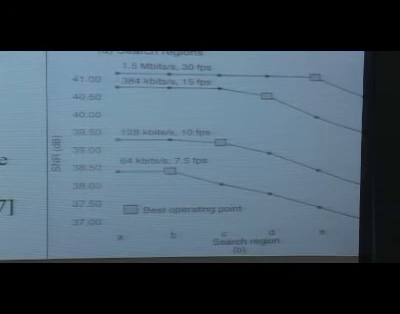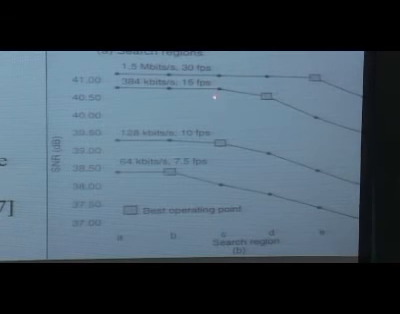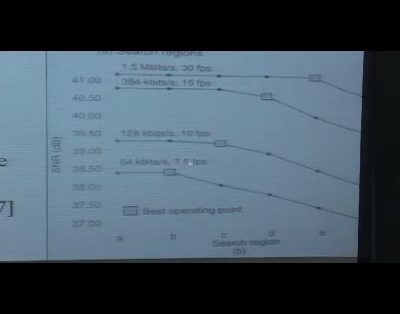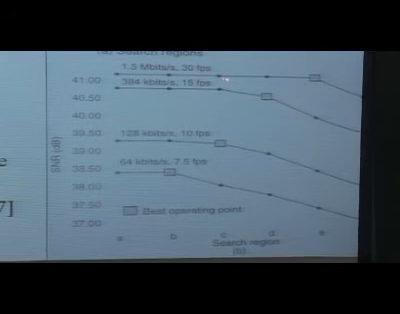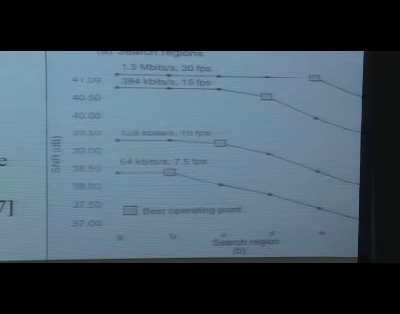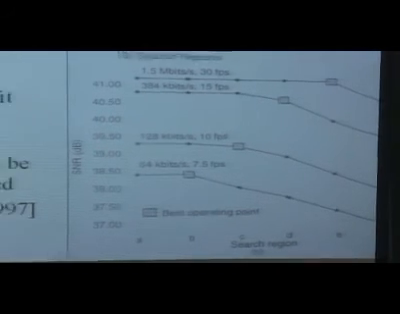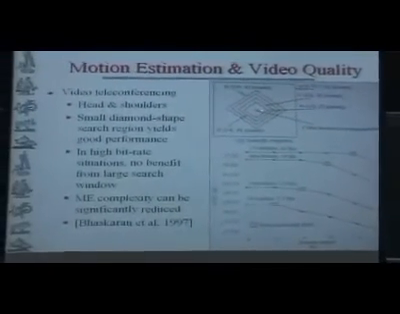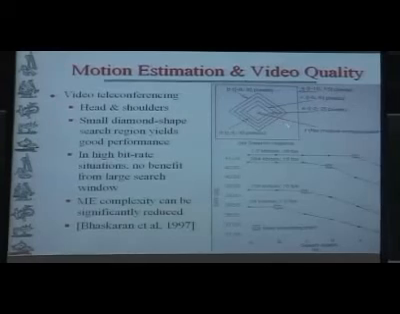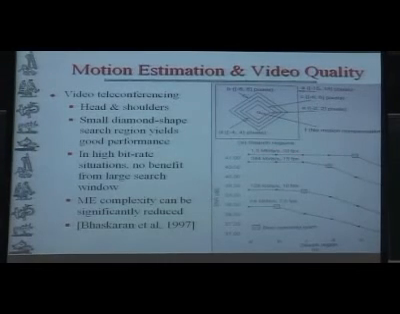Another difference between these is the frame rate. This is 30 frames per second, this is 15 frames per second, this is 10 frames per second, and this is 7.5 frames per second. The more frames you have, the less difference between frames, correct? Because you do finer sampling. That's why you don't need a large search window if you have a high bit rate and high frame rates.